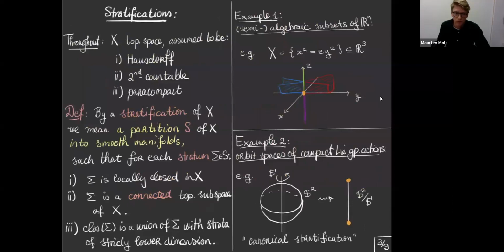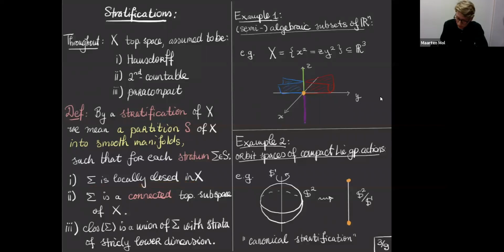All right, so let me start from the beginning by saying what I mean by stratification. So throughout the talk, X will be a topological space, which we assume to be Hausdorff, second countable, and paracompact. Now, by stratification of such a topological space, we mean, first of all, a partition of the space into smooth manifolds. And well, these manifolds, which we call the strata of the stratification, are required to satisfy some conditions. So first of all, they should be locally closed inside X.